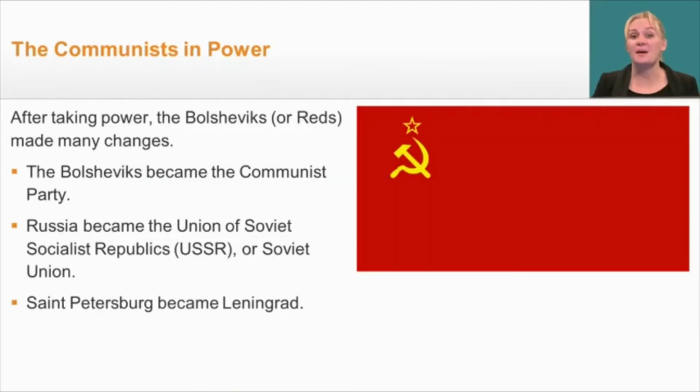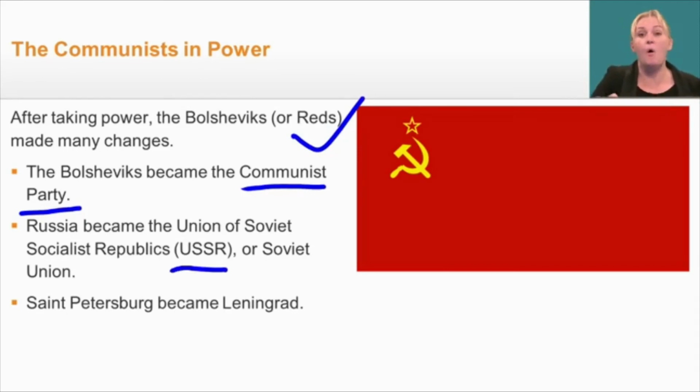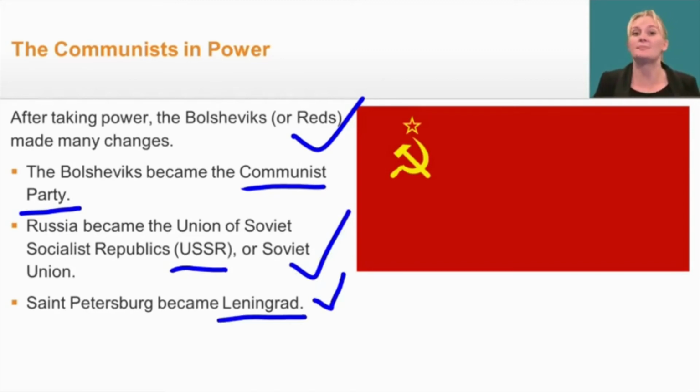So let's take a look at communists in power. Well, after taking power, the Bolsheviks, or the Reds, made a lot of changes. The Bolsheviks changed their name. They became the Communist Party. Russia became the Union of Soviet Socialist Republics, or the USSR, also called the Soviet Union. Now, if you say USSR or Soviet Union, both are right. You could use them interchangeably. Now, St. Petersburg, the capital, was changed to Leningrad. Leningrad means Lenin City, named after Vladimir Lenin.